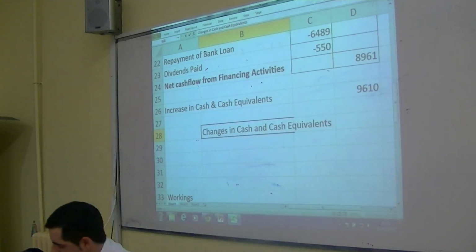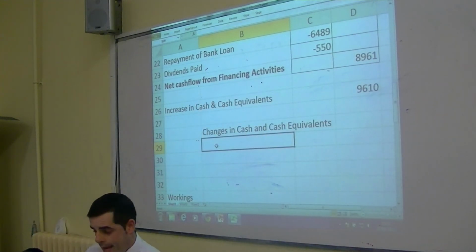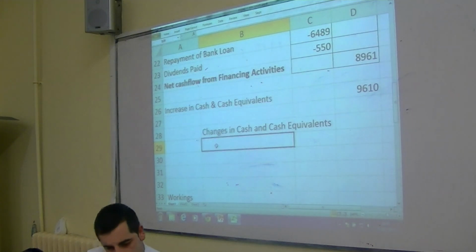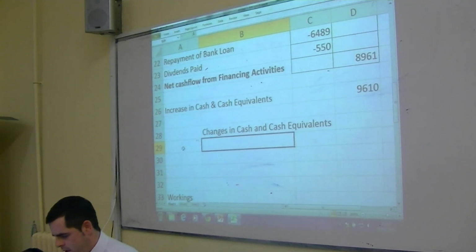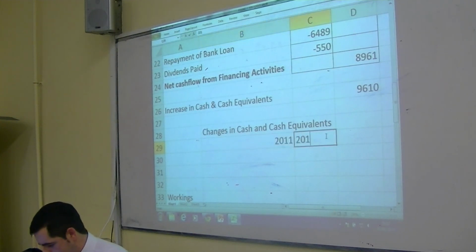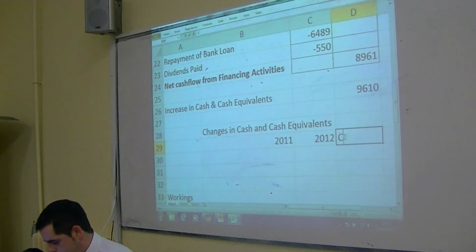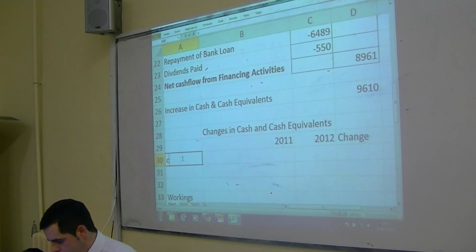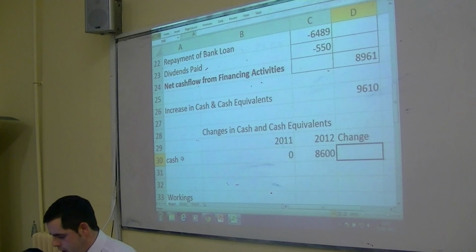So change in cash and cash equivalents. What we're looking for is either bank overdraft or short-term investments. If we look at our current assets, we have cash and cash equivalents there, don't we? So we have 2011, 2012, and then we just have a column for change. In 2011 there was no cash, in 2012 there was 8,600. So that's a change of 8,600.